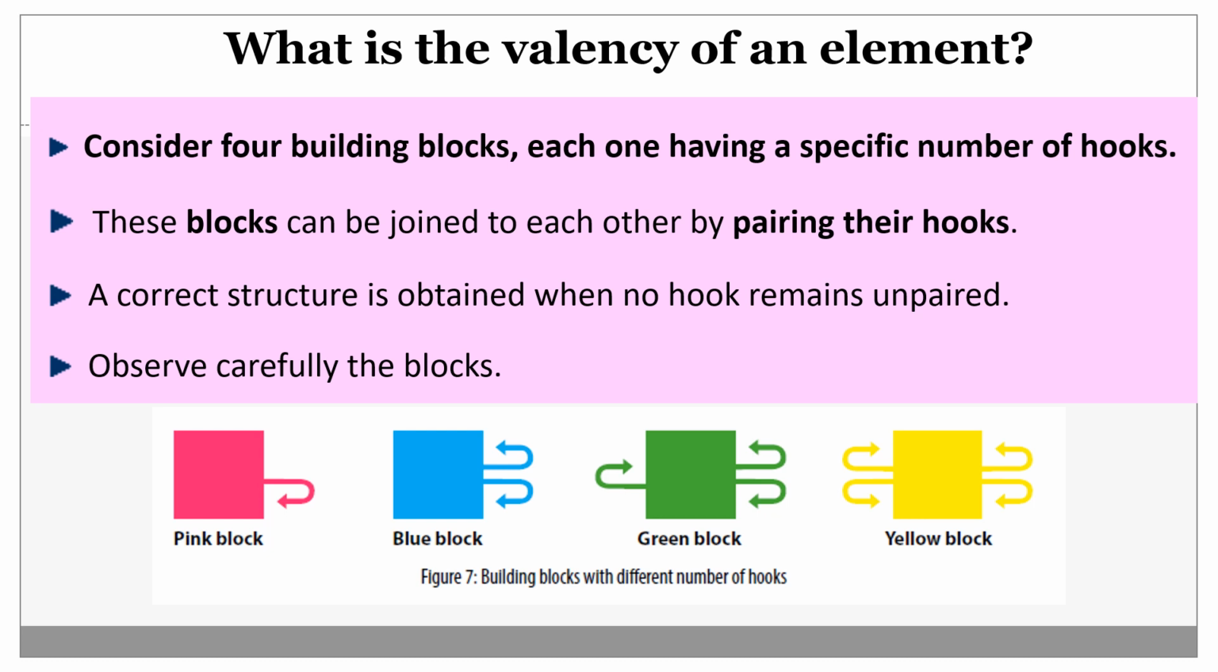To help you understand the valency of an element, we are going to use an analogy. Consider 4 building blocks, each one having a specific number of hooks as shown on the screen. The pink block has 1 hook, the blue block has 2 hooks, the green block has 3 hooks, and the yellow block has 4 hooks.